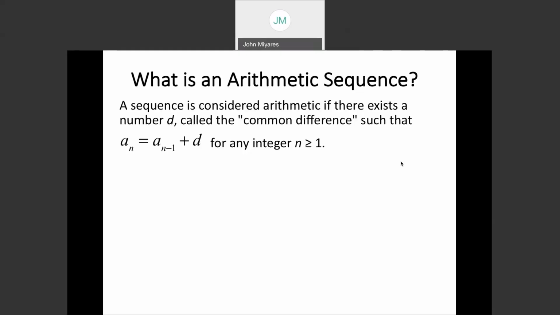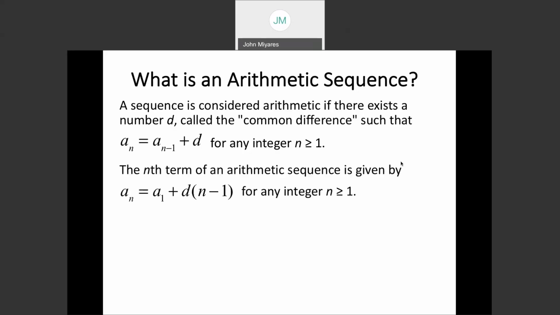Now, there's nothing to say that d has to be a positive number. It could be a negative number, in which case we're subtracting a common value from one term to the next every time. If we wanted to create an explicit formula, we could write a sub n equals a sub 1 plus d times n minus 1. Here we have a couple of sequences that we worked on in section 12.1 that were defined as arithmetic. The first one has a common difference of 3, and the second one has a common difference of 2.